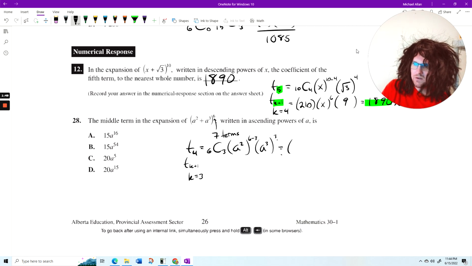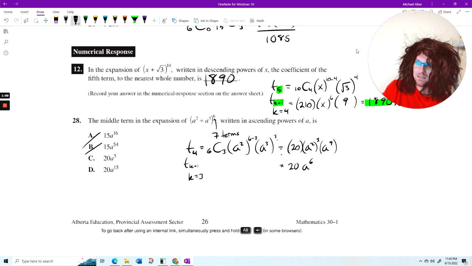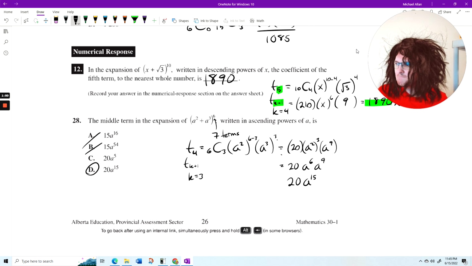So at least I know it's not going to be these 15 guys. This is going to be a squared to the power of 3. And this is going to be a to the 9. So I'll do that one right now, because power to the power means you times them. So this one's going to be a to the 6, power to the power, a to the 9. And then when you multiply things with the same base, you add their exponents, and you get 15. Sweet. There you go.